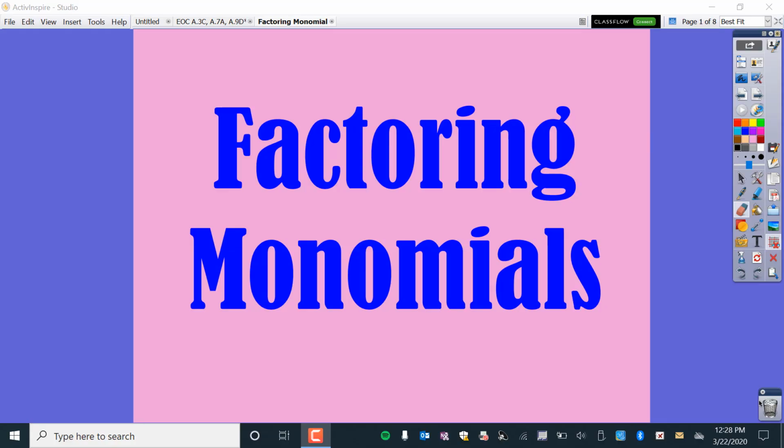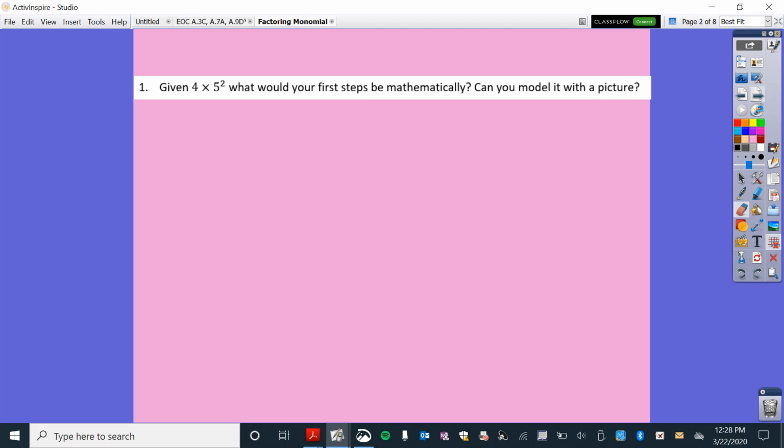Alright, so we're going to go over factoring monomials today. Okay, so we've done this before. It should be about the same. There might be a few things that we're adding, but overall it should be a review for you. So if we look at this first one, it says, given 4 times 5 to the second power, what would your first steps be mathematically?